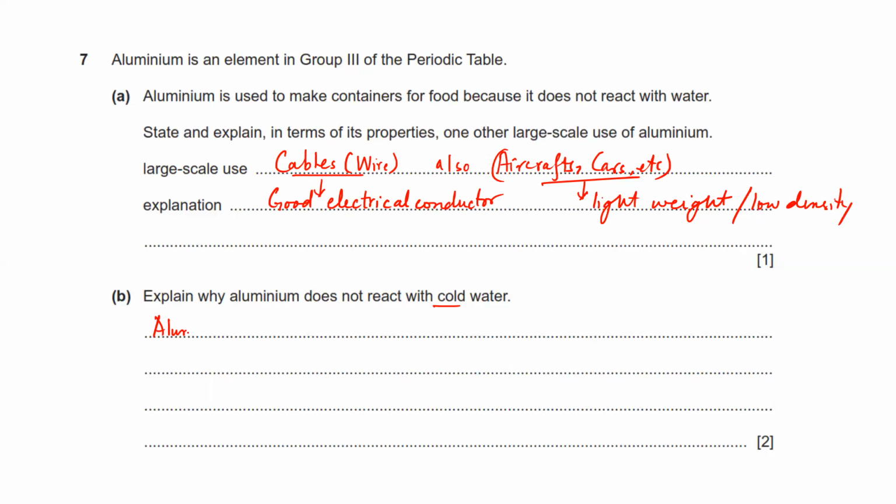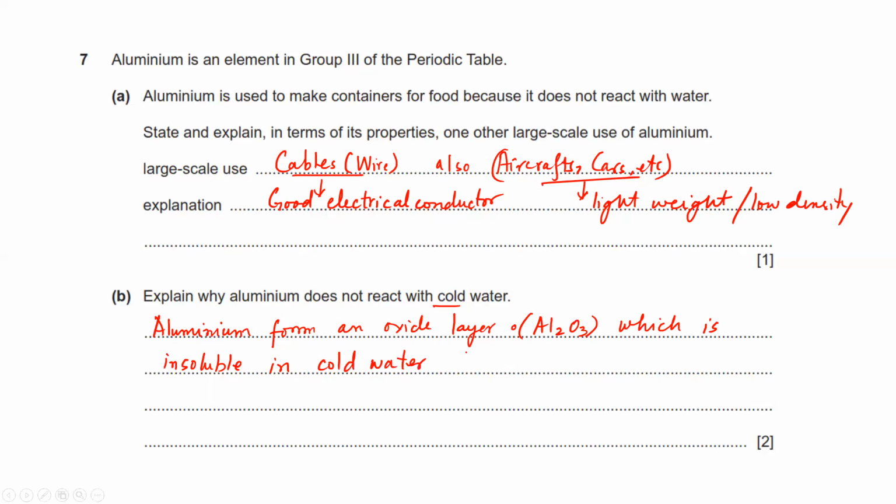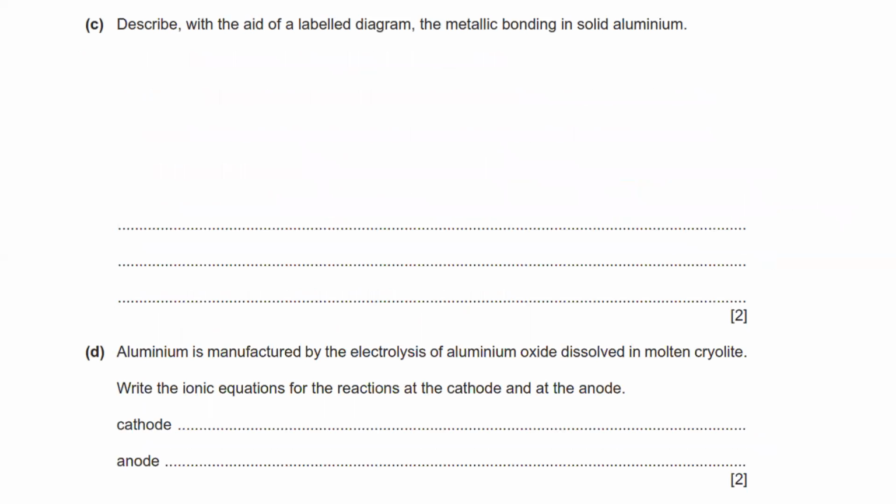So say aluminum forms an oxide layer, that is Al2O3, which is insoluble in cold water. Okay, and that is the reason why you can say that aluminum doesn't allow reaction with cold water.